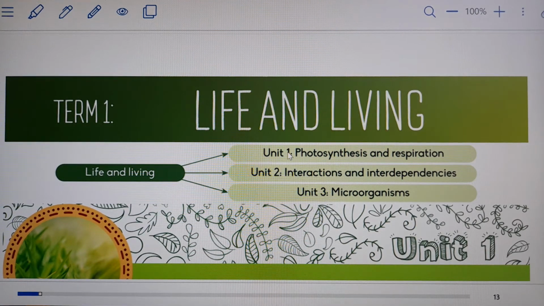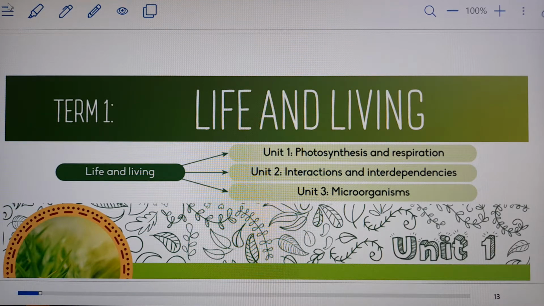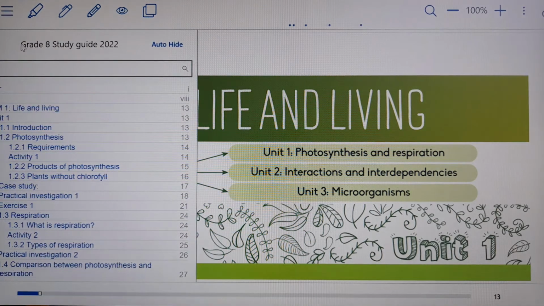Hello, everyone. We are still on natural science and we are busy with life and living. In our previous lesson, we covered the first portion of unit 1, which was photosynthesis. Today we'll look at the second part of unit 1, which is respiration. Let's go together to respiration.